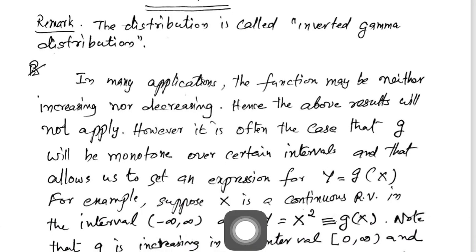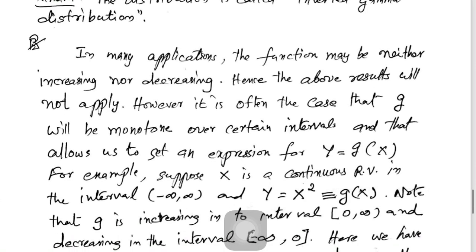here we have to note a very important point: what will happen if the function g of x is not strictly increasing or not strictly decreasing in the whole range of the random variable x.